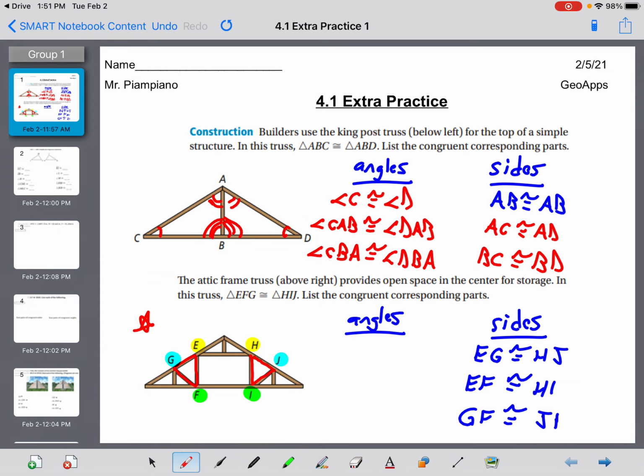Okay, now angles can be a little bit trickier. We'll start with GEF. Notice GEF goes from blue, yellow, green. So blue, yellow, green on the right would be JHI. Okay. Then if we went yellow, blue, green, it would be angle EGF is congruent to yellow, blue, green, which is HJI.